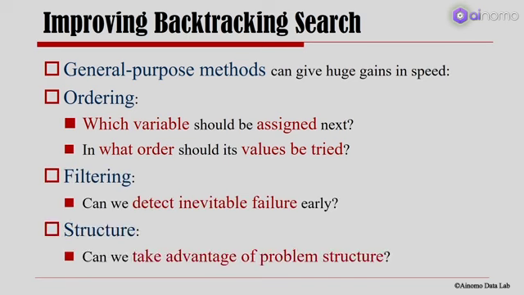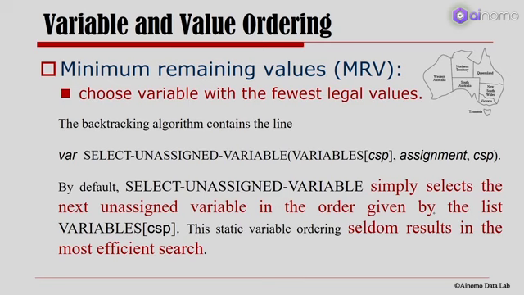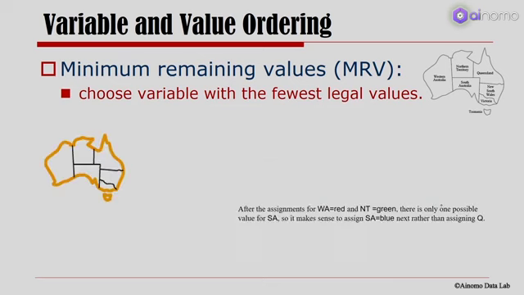The backtracking algorithm contains a call to select the unassigned variable, and it simply selects the next unassigned variable in the order given by the list of variables. Now this static ordering would seldom result in efficient search. Therefore, the idea is to choose variables with the fewest legal values. Let us try to understand this with the help of our map coloring example. So on your right, we have the map coloring problem with 7 variables.